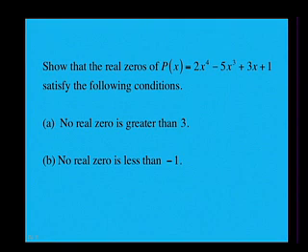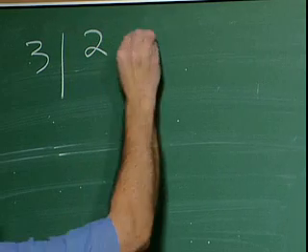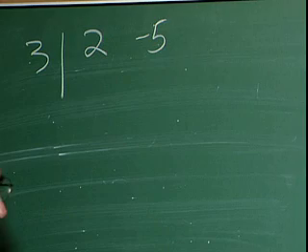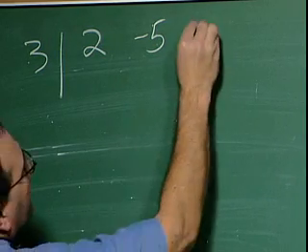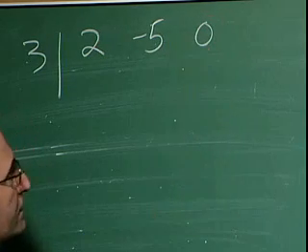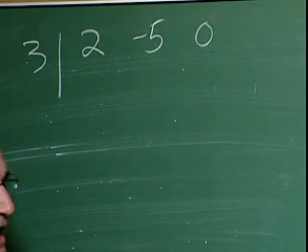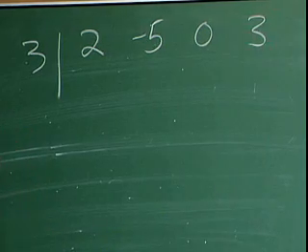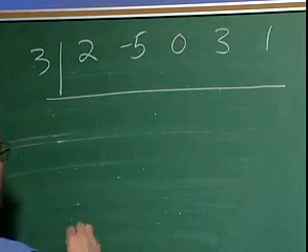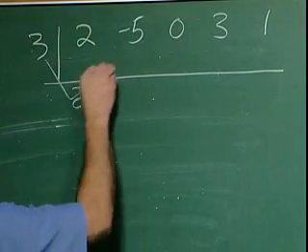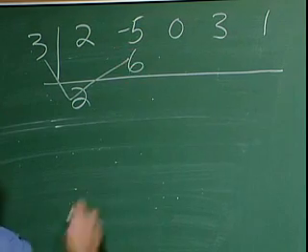And let me write that down on the board, where we write down the synthetic division by 3 using the polynomial p of x equals 2x to the 4th, so we have coefficient of 2. Coefficient of x cubed is minus 5. And then there's no x squared term, so 0, and then we have 3 for the coefficient of the linear term, and then plus 1.